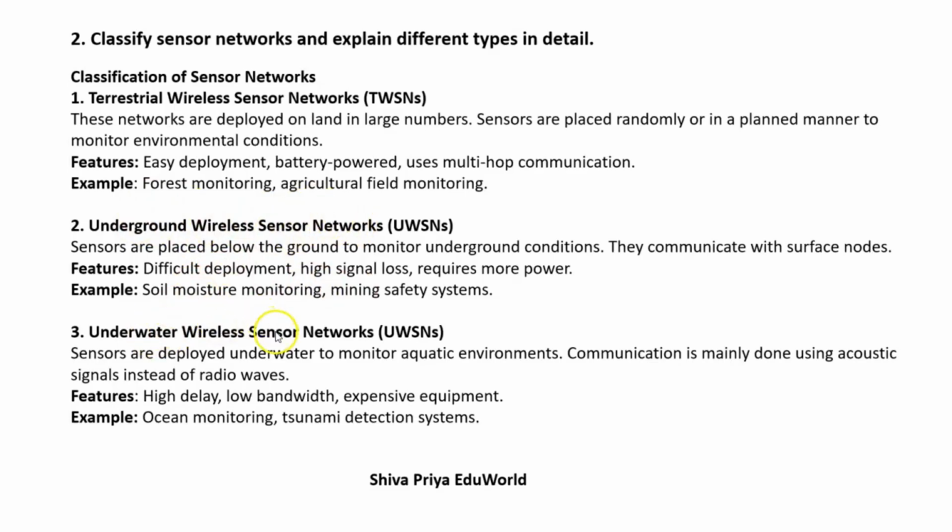Underwater wireless sensor networks means sensors are deployed underwater to monitor the aquatic environment. Communication is mainly done using acoustic signals instead of radio waves. We don't use the radio waves. The features are high delay, low bandwidth, and expensive equipment is required in underwater wireless sensor networks. For example, ocean monitoring and tsunami detection systems.